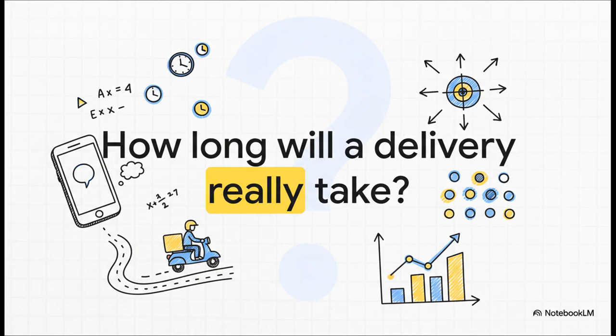I mean, think about the last time you ordered some food. You get that notification, right? Arriving in 22 minutes. Where does that number even come from? Is it just a lucky guess, or is there some serious heavy duty math happening behind the scenes? That's exactly the kind of question we're going to unpack.